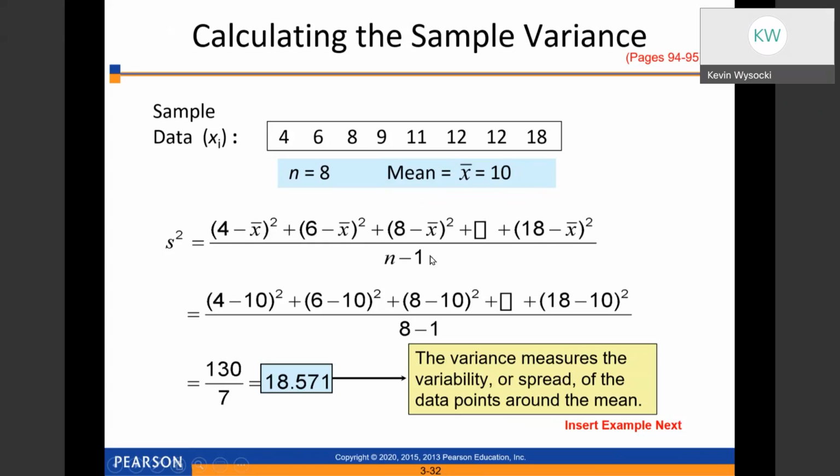And then you divide that by n minus 1. On the top, you're always going to get a positive number because you're adding things that are squared. Every value is positive, whether it's below the mean or above the mean. Then you divide that by 7, and you get this value of 18.571.